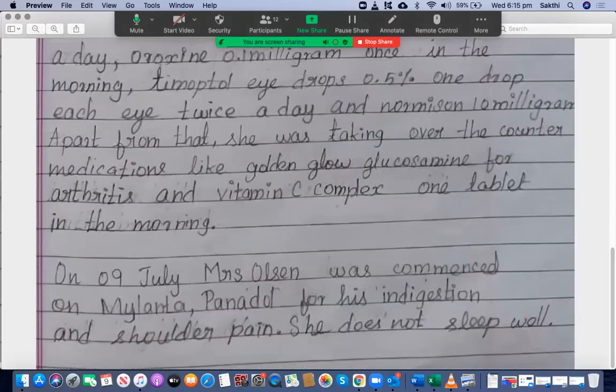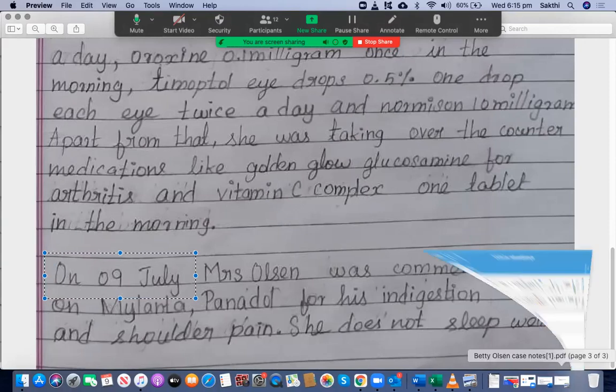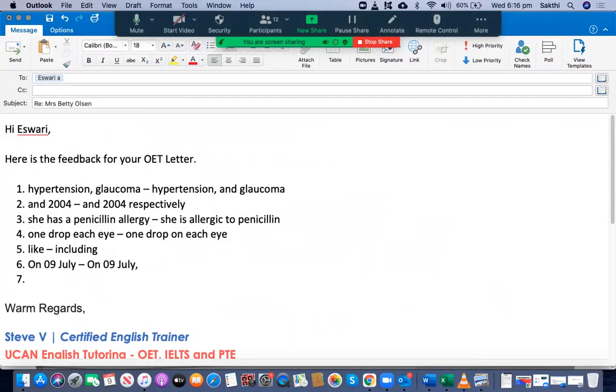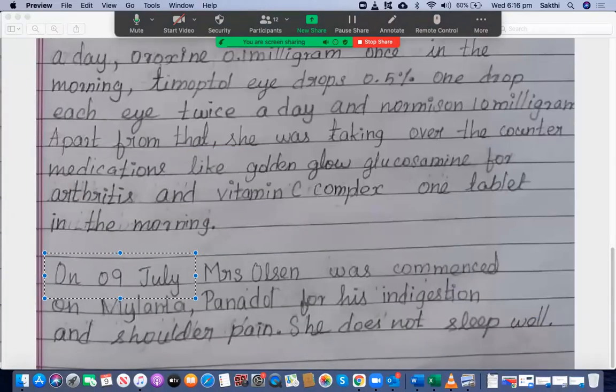That's okay. On 9 July, there should be a comma. Whenever you write anything that starts with "on" at the beginning of a sentence, you need to place a comma after that. So on 09 July, you should place a comma, on 09 July, comma. That is really important.